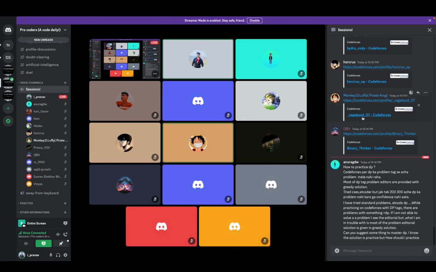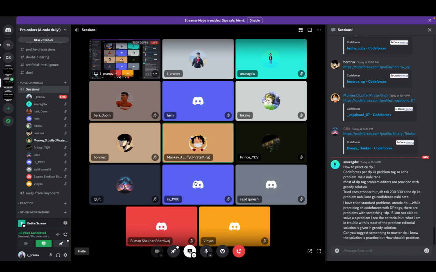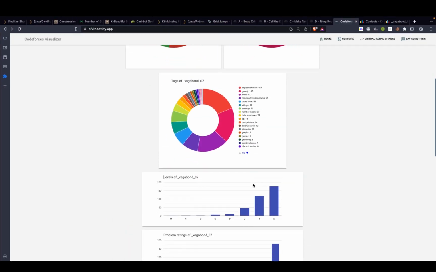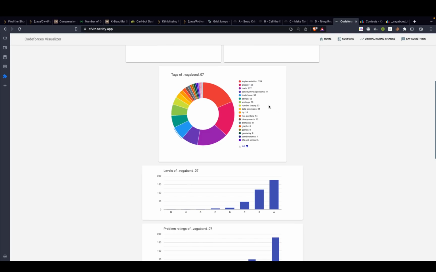Is there any specific topic in this range that I should study newly? Let me see what topics you have done. Implementation you have done well, greedy you have done well, mathematics seems fine, constructive algorithms is also fine, brute force 58, strings, sorting, number theory is 33. DP I won't say is required in this particular range. Do a bit more two pointers, theek hai. Do a bit more for binary search, that is obvious. Definitely do a few more questions from binary search.